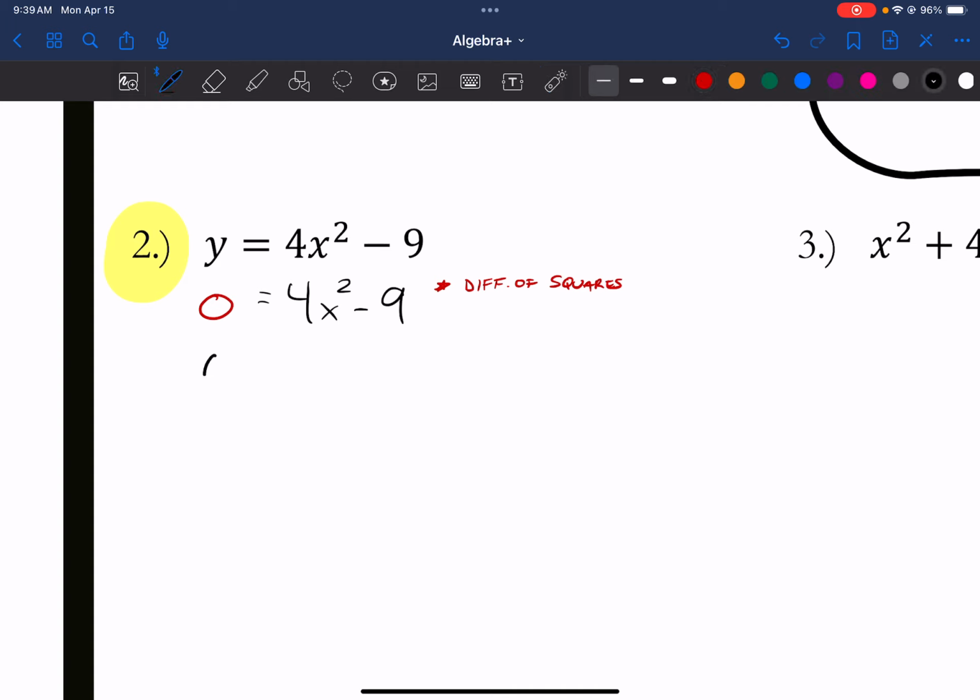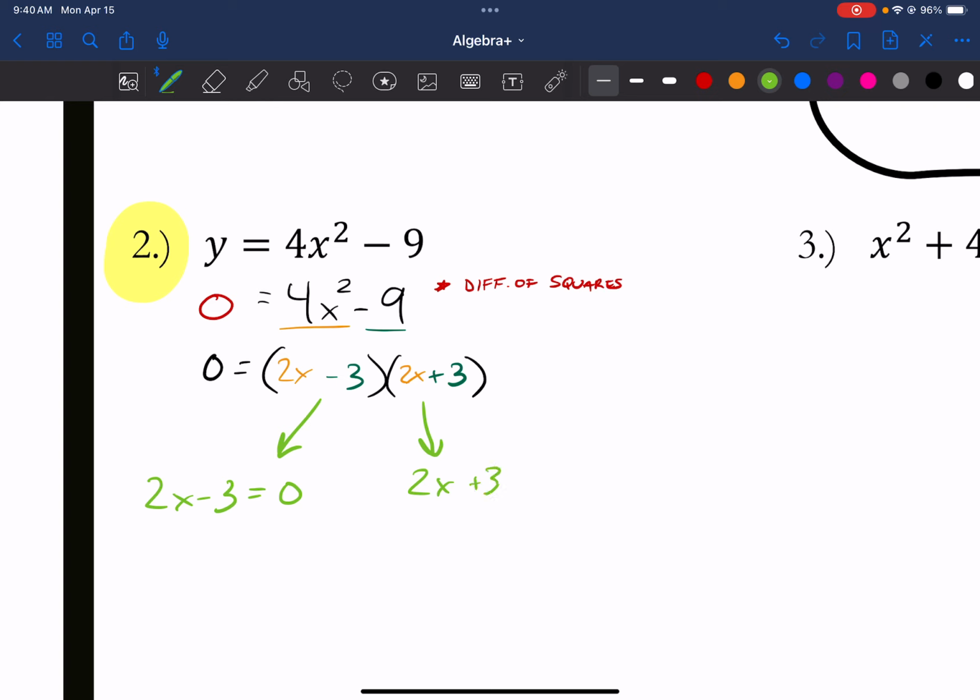This is a rule where I know the perfect square here is 2x splits up here, and this is a -3 and a +3. So now I can split up these binomials. They are different from each other. And solve. So I get 2x equals 3 here, so x equals 3 over 2. I get 2x equals -3, so x equals -3 over 2.